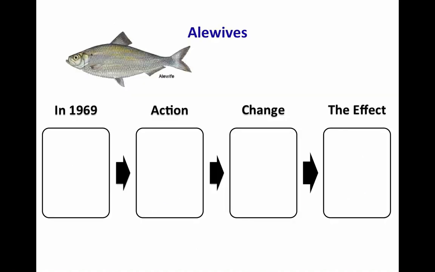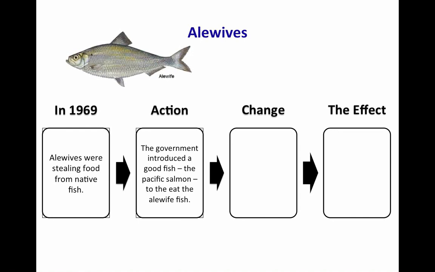But it didn't stay this way. In 1969, the alewife was stealing food from native fish. So the government introduced a good fish, the Pacific salmon, to eat this alewife fish. As a result, there was a change. Alewife numbers decreased. And the effect was that fish populations were able to return to normal.